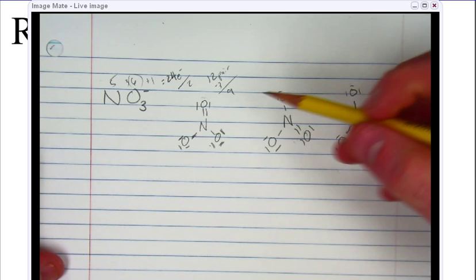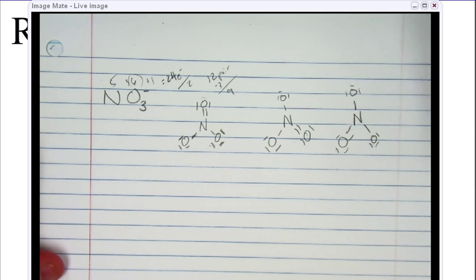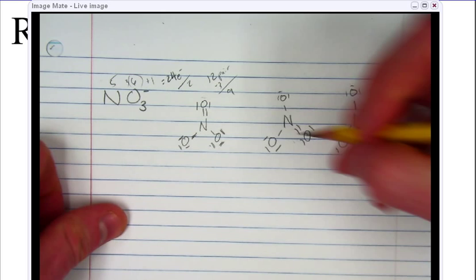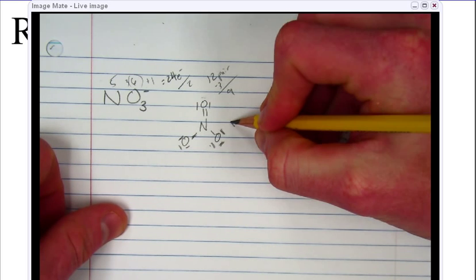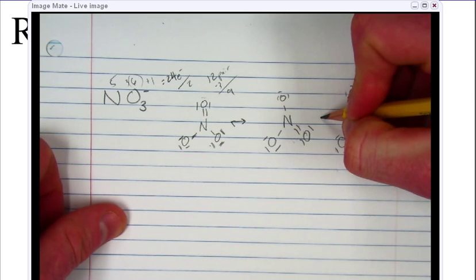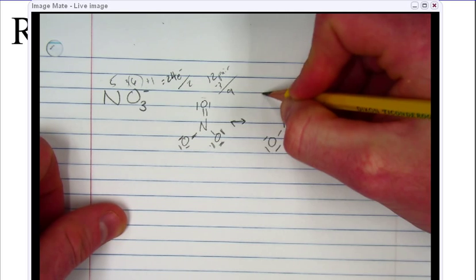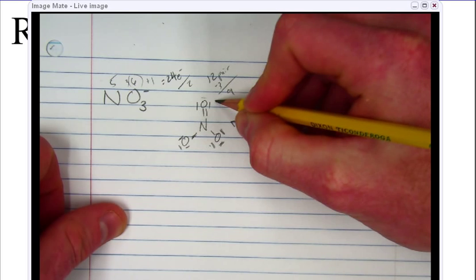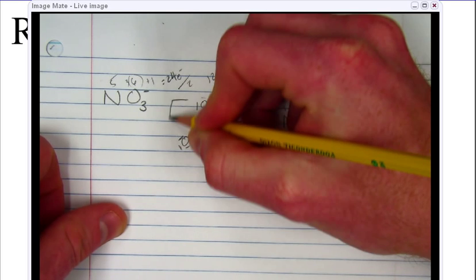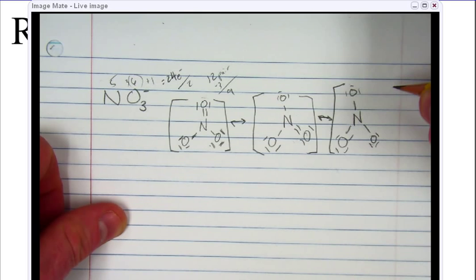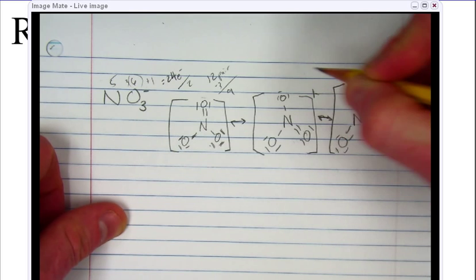And the truth is, all 3 of these structures are valid. These are called resonance structures. We show that they're resonance structures by doing a double arrow between them and enclosing them in brackets. Since they all have a -1 charge, we have to include that outside the brackets.